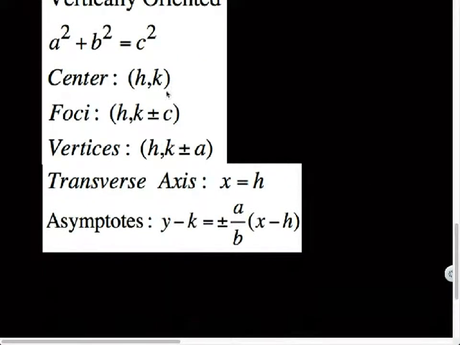So let's see if we can get a couple examples done today. Wait, I want to write down the asymptote. All right, I'll let you. All this stuff is in your text. It's just kind of switched around from horizontal to vertical. The only difference for the asymptotes is it's a over b instead of b over a now.